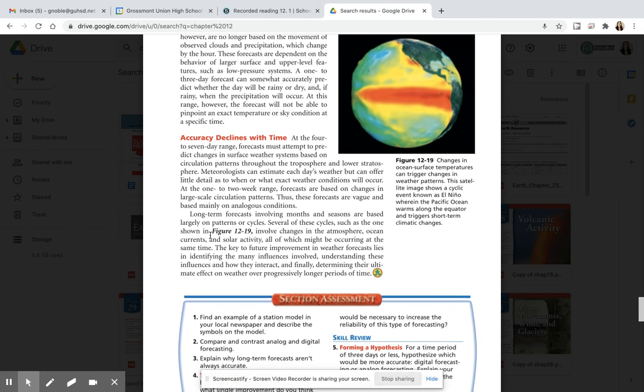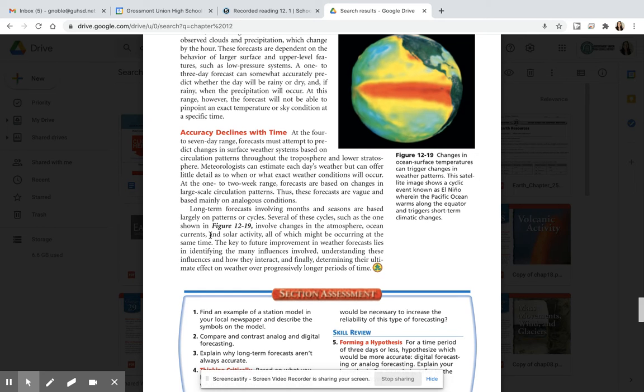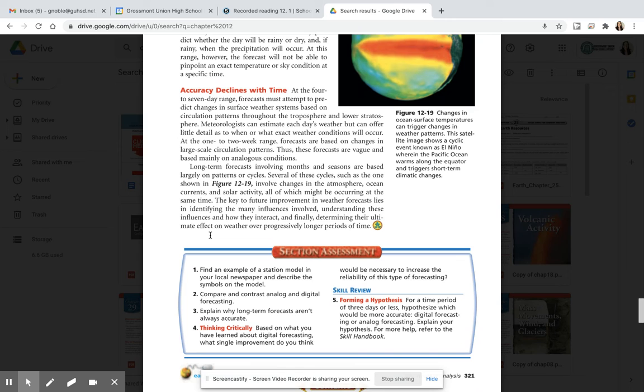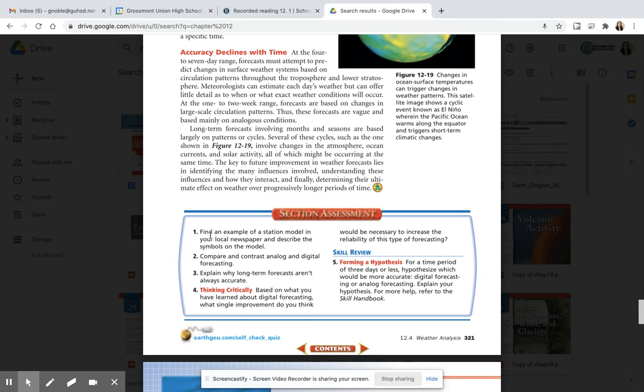A 1 to 3 day forecast can somewhat accurately predict whether the day will be rainy or dry, and if rainy, when the precipitation will occur. At this range, however, the forecast will not be able to pinpoint an exact temperature or sky condition at a specific time. Accuracy declines with time. At the 4 to 7 day range, forecasts must attempt to predict changes in surface weather systems based on circulation patterns throughout the troposphere and lower stratosphere.